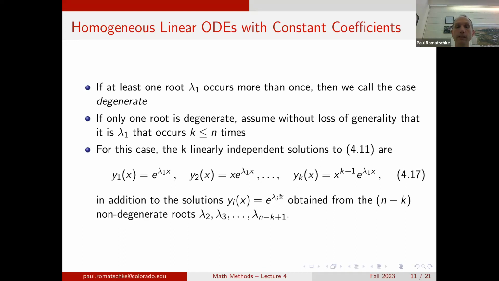And then the remainder of the solutions are given as before as y_i of x is e to the lambda_i x for the remaining n minus k non-degenerate roots, lambda 2 to lambda n minus k plus 1.